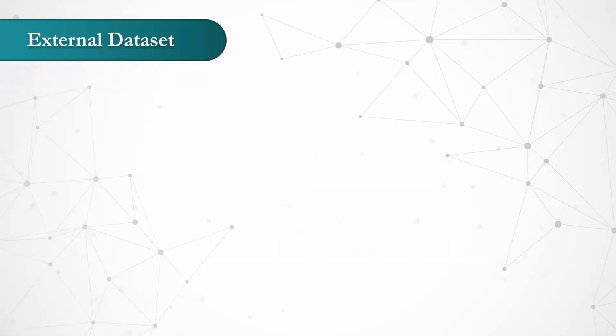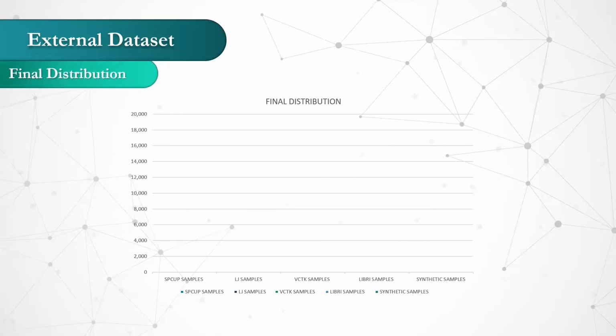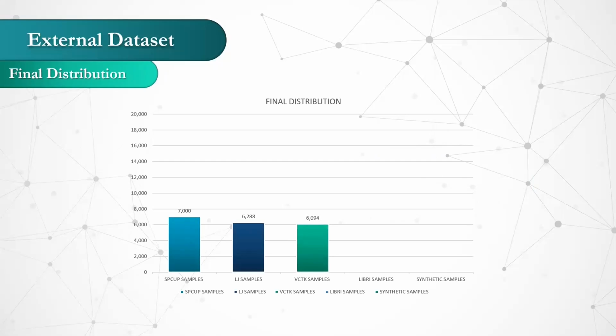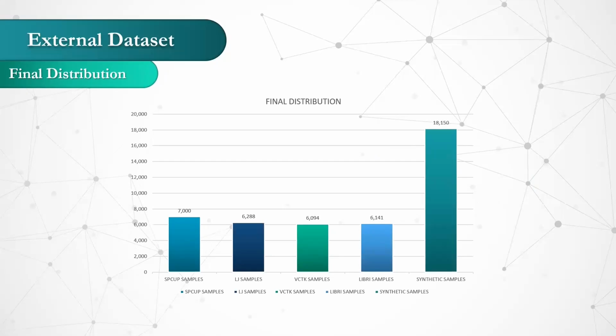Let's look at our final data distribution after including the external dataset. As you can see from the figure, it contains approximately 7K competition data, 6K LD speech data, 6K VCTK data, 6K LibriSpeech data, and finally 18K synthetic data.